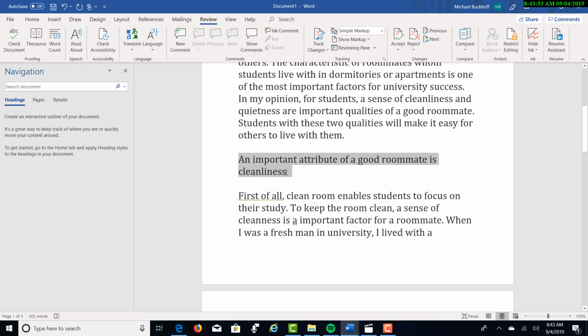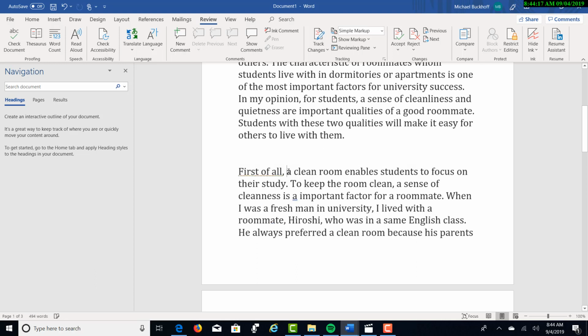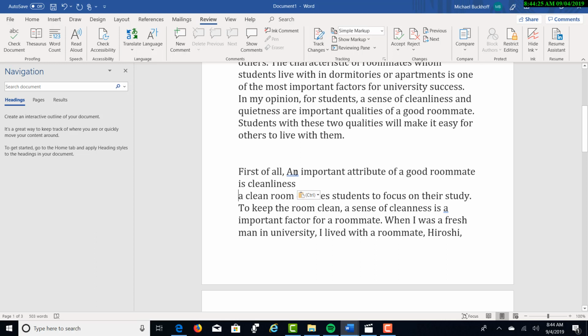Okay, I'm going to work on your topic sentence slightly. You put a clean room enables students to focus on their studies, which is more factual. Then you say to keep the room clean, a sense of cleanliness is an important factor for a roommate. So how about this? Let's just take this idea and I'm going to combine that with the topic sentence that you have. Your topic sentence is a little more factual, but it becomes more purposeful, more arguable after that. But let's kind of switch it. Because remember that the first couple of lines of the paragraph kind of sets the tone. So an important attribute of a good roommate is cleanliness.